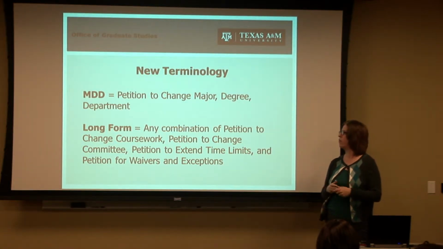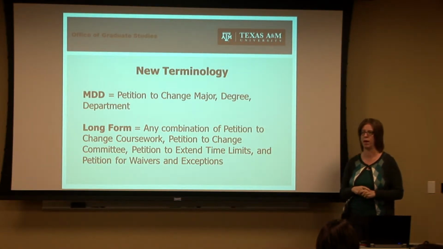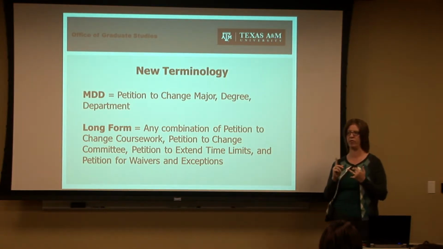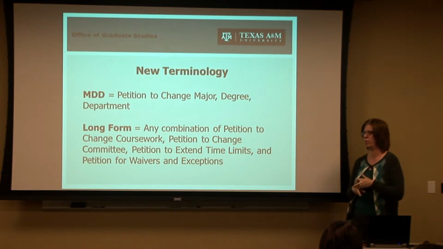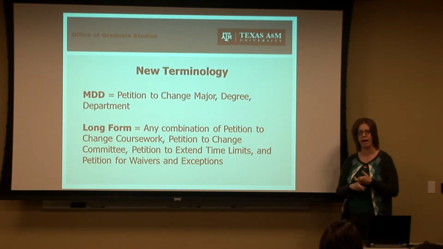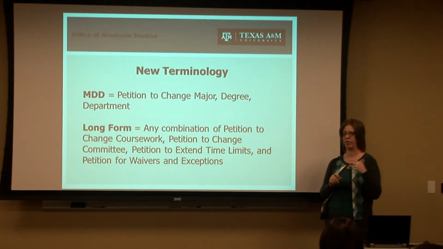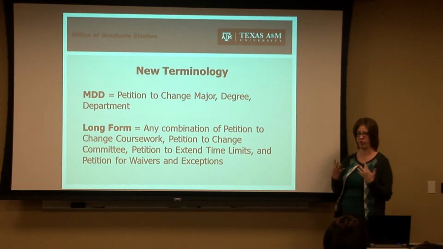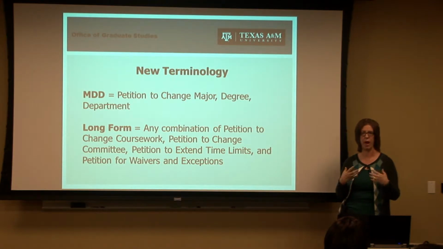The second form is going to be called a long form, and the long form contains the petition for course change, the petition for committee change, the petition for extension of time limits, and the petition for waivers and exceptions. And so that can come with any one of those forms or any combination of all 4 of those forms at one time.